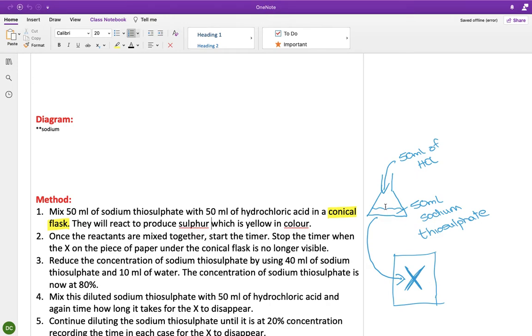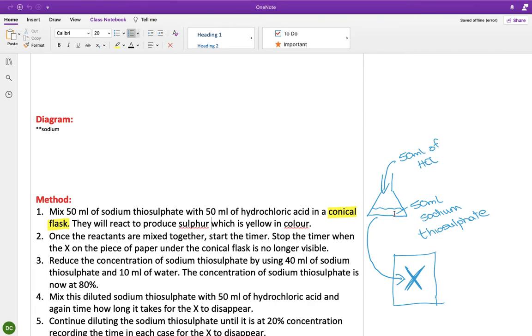So the sodium thiosulfate, when you place it down on top of the X, you can see through it. You need your timer ready. So one person will add the hydrochloric acid, the other person will start the timer. And then you're not just looking for it to change colour, you're really waiting for it to obscure that X. Okay? Now, because we're going to use this to do concentration, we're going to reduce the concentration of the sodium thiosulfate, okay?